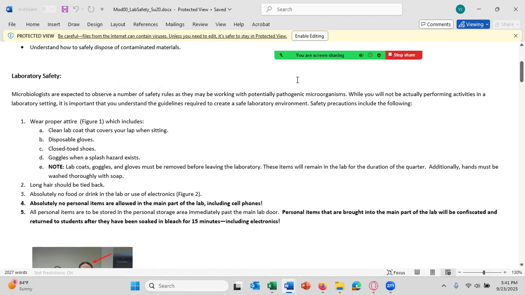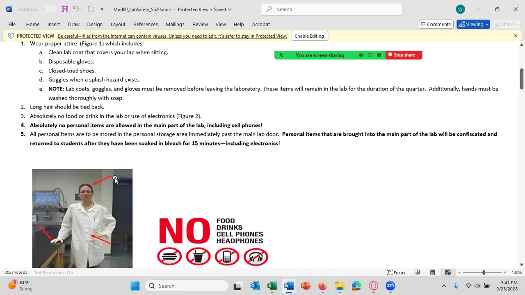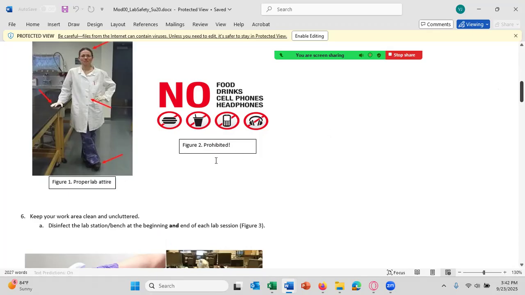Microbiologists are expected to observe a number of safety rules as they may be working with potentially pathogenic microorganisms. While you'll not be actually performing activities in the lab, because everything we'll be doing will be online, you must understand the safety precautions, including wearing proper attire, including a clean lab coat that covers your lap when sitting, meaning the lab coat has to be buttoned. You must wear disposable gloves. You must wear closed-toed shoes, which I don't think is being shown. Oh, yeah, it is.